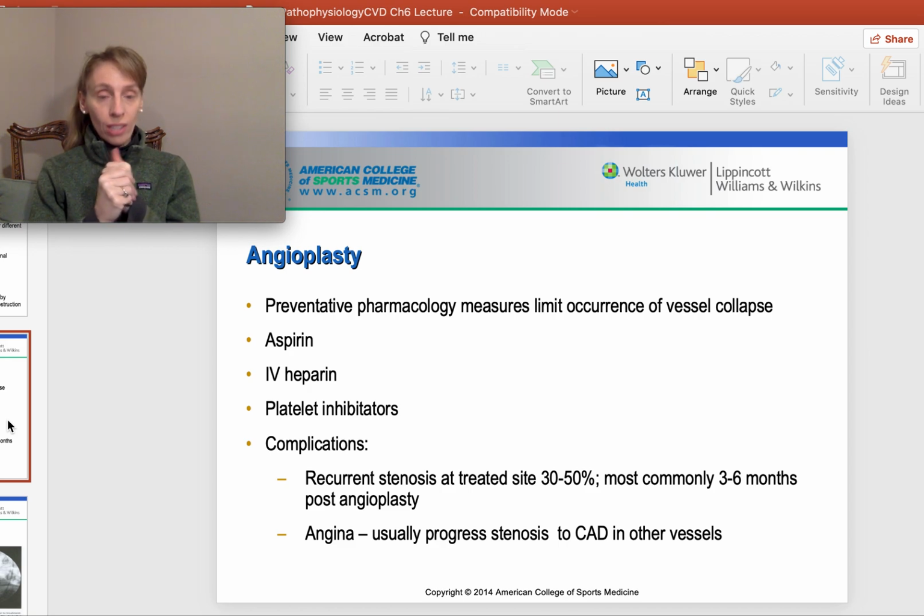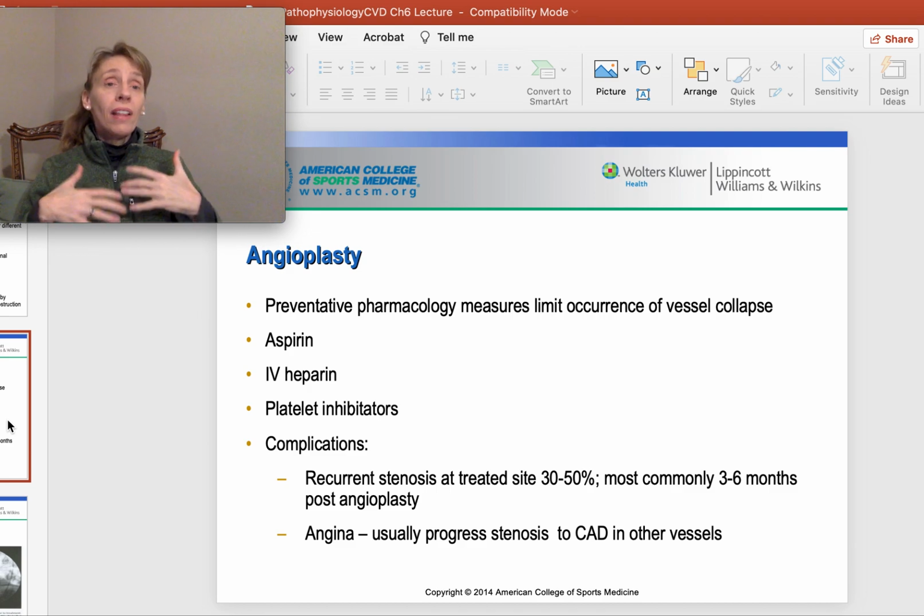So complications after can be restenosis. Restenosis means a clot forms, plaque goes back in there. Restenosis rate can vary. It says most common 3 to 6 months. You can see it even earlier than that. One of the biggest things that we see is going to be angina symptoms. So angina usually is progressing stenosis that's happening.